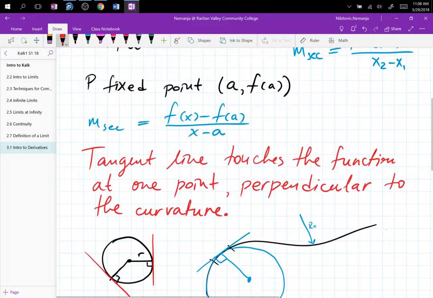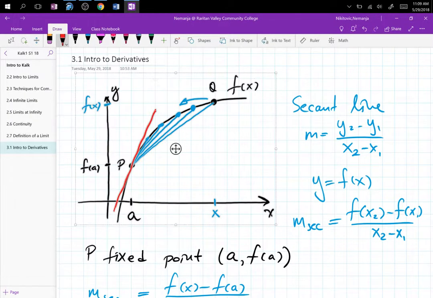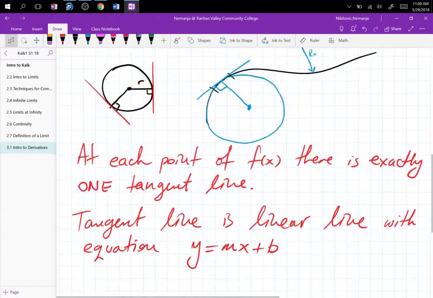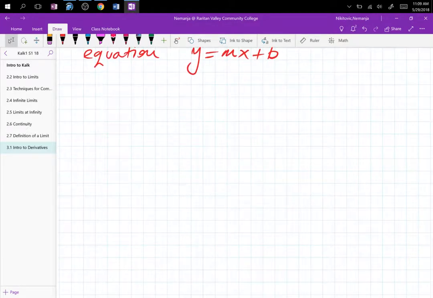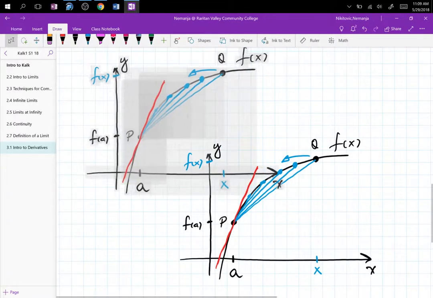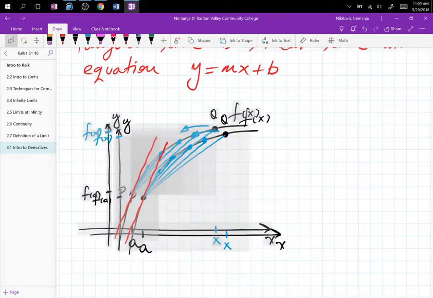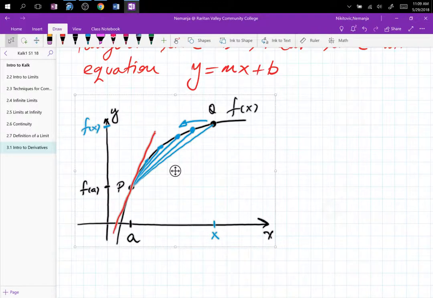All right, now I'm going back to the picture from before. I'm going to copy this. I need exactly the same picture because we are not done with this. So draw a new picture. And now we are going to talk about the tangent line.